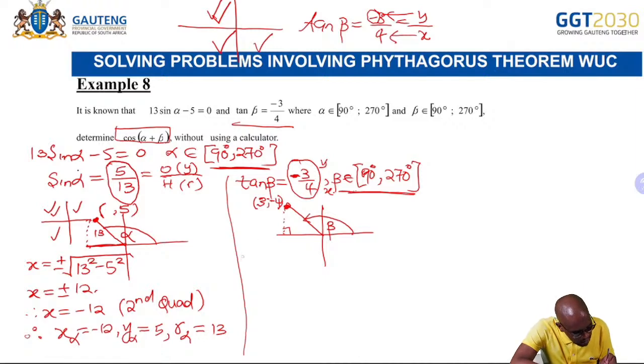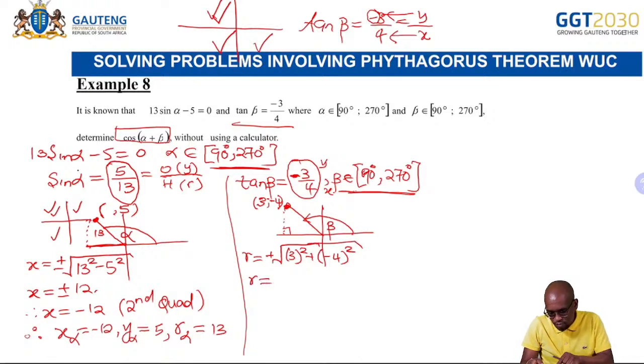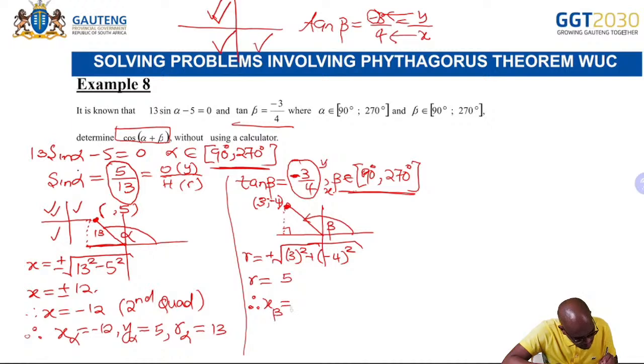And then you have x and y, you need r, so r would be plus the square root. We don't take minus because r cannot be negative. So this would be x, which is 3 squared, plus y, which is negative 4 squared. So r should be 3 squared plus 4 squared. This should be a 3, 4, 5 triangle. So r is 5. Therefore, we can conclude x of beta is 3. X of beta is 3.